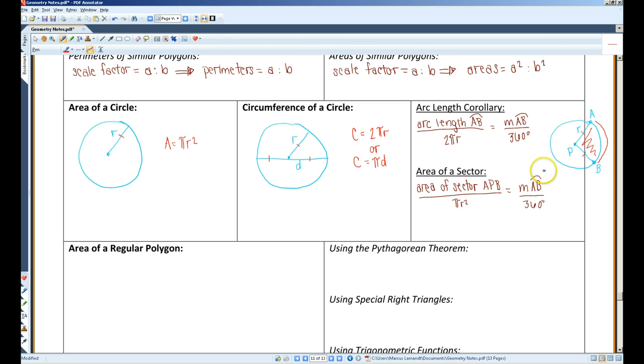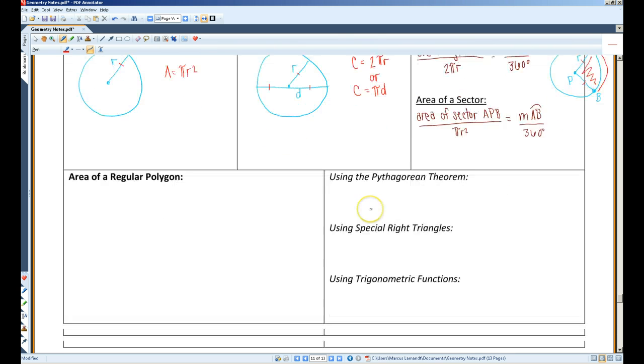If I wanted to find the area of a given sector, a sector of a circle is the region bounded by two radii of the circle and their intercepted arc. So in this case, if I have this radius and this radius, this would be a sector of a circle. If I wanted to find the area of this sector, I could use the ratio of the measure of this arc to 360 degrees, the same way I did for the arc length.